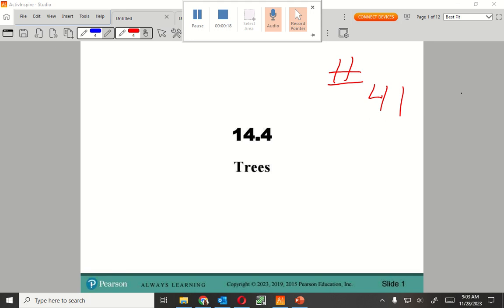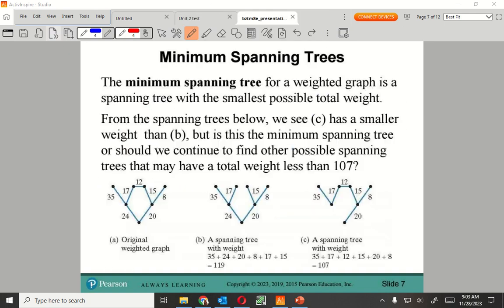Anyway, alright, so we're going to continue with yesterday's lesson. Everyone that wasn't here, make sure you wrote 41 on these notes. And we are down to minimum spanning trees. Now we have a tree and we have some weights to it. We have some values for each one of the segments. So a minimum spanning tree for a weighted graph is a spanning tree with the smallest possible weight.